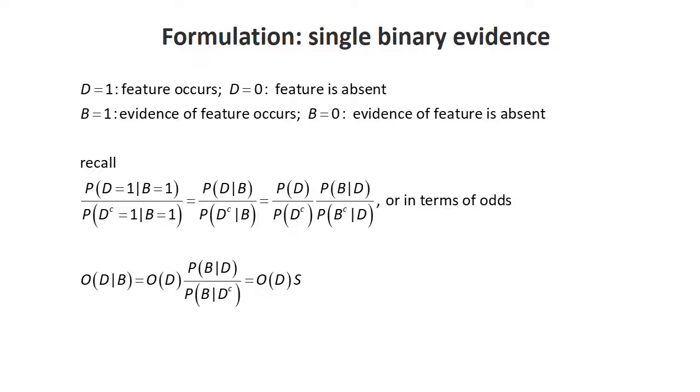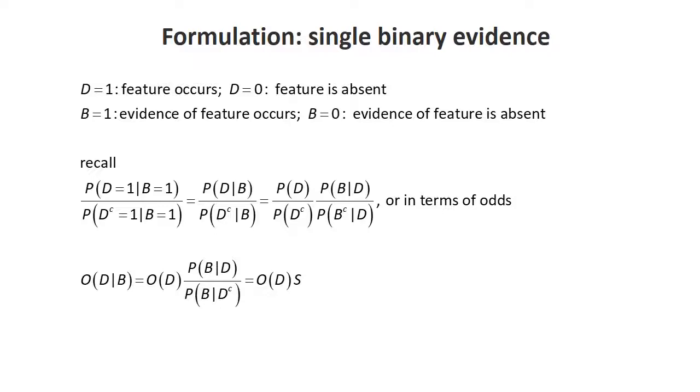So let's first take a simple approach of a single binary evidence and a single occurrence. We call D equal 1 that the feature, the mineralization, say, occurs, and D equal 0 that the mineralization is absent. B equal 1 means that the evidence of some feature occurs, and B equal 0 that the evidence of the feature is absent. That's the F, basically, in the previous slides.